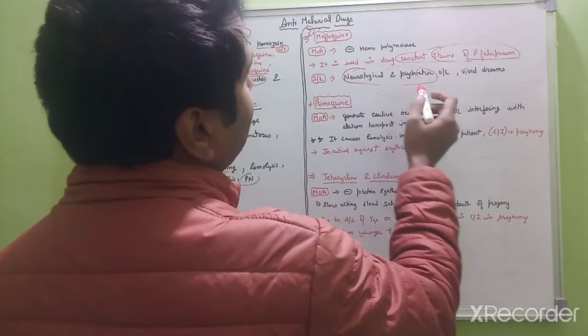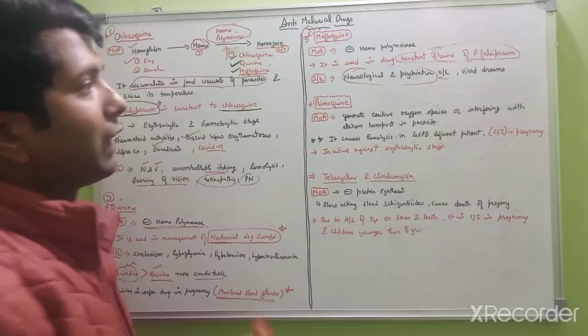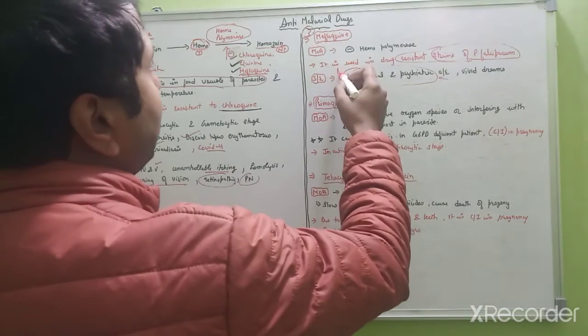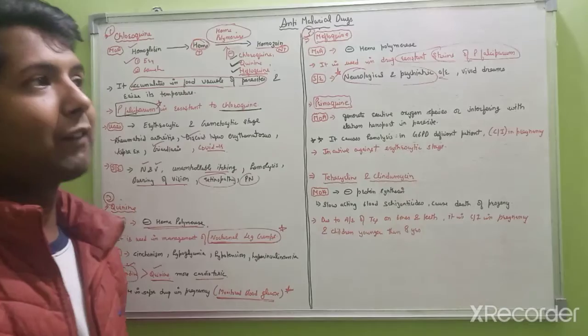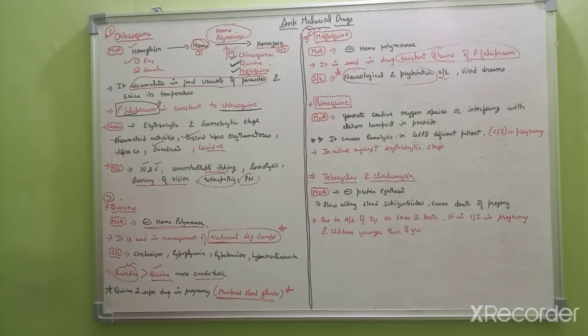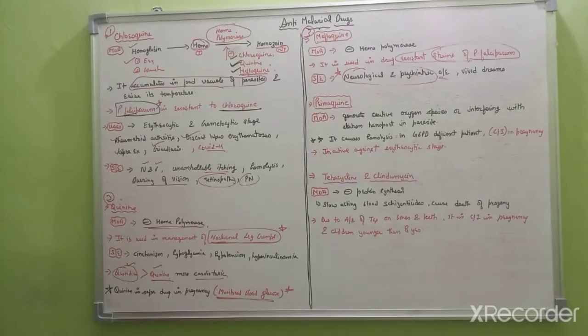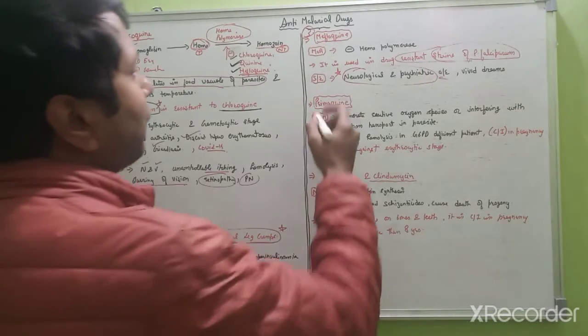neurological and psychiatric adverse effects, and it will also cause vivid dreams. So this is a very important point, that the FDA recently gave black box warnings for mefloquine, that it causes neurological and psychiatric adverse effects. So the next drug is primaquine.